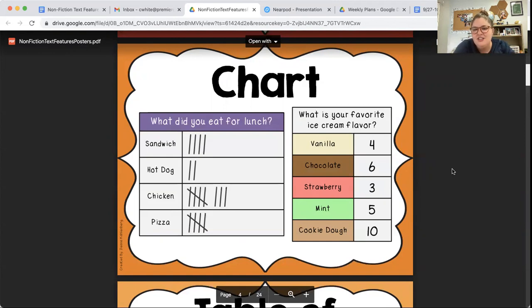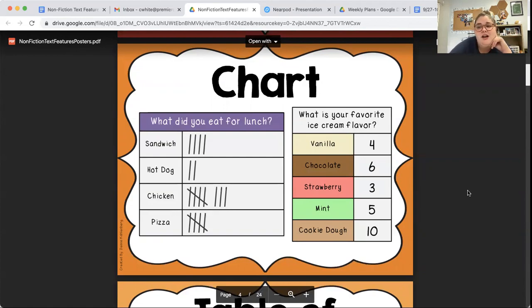And then this chart shows that a lot of people like strawberry, which strawberry is my favorite ice cream flavor. So I agree with the strawberry people. We're going to add another vote there. But this chart helps us understand what flavor of ice cream people like.